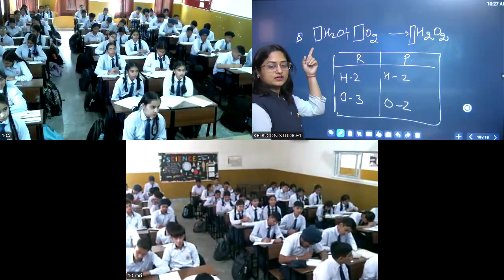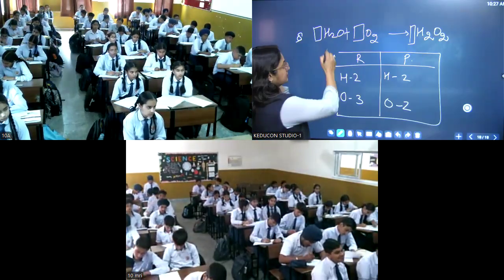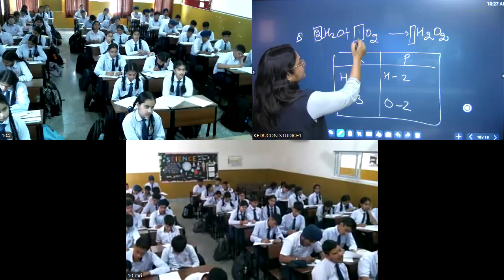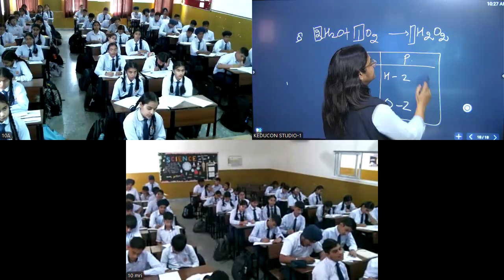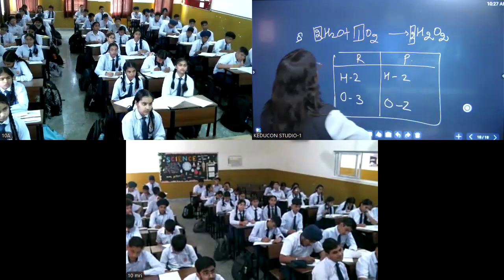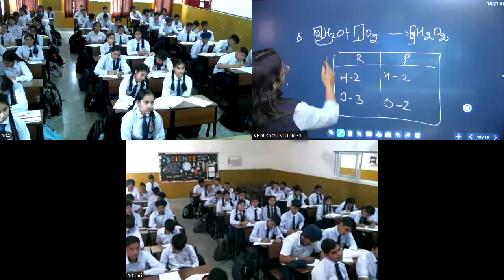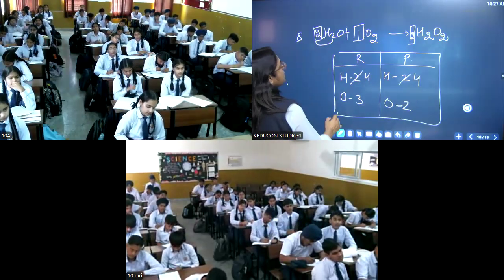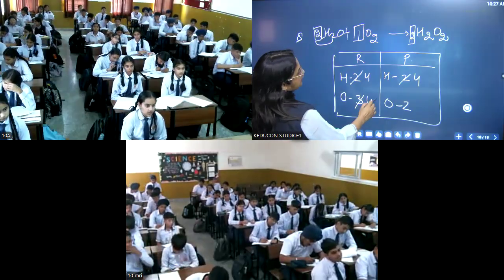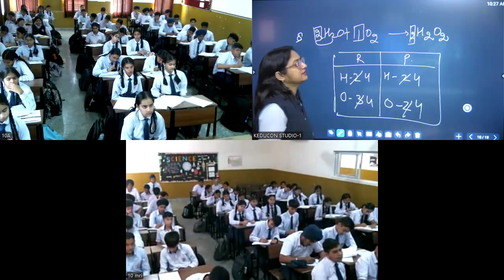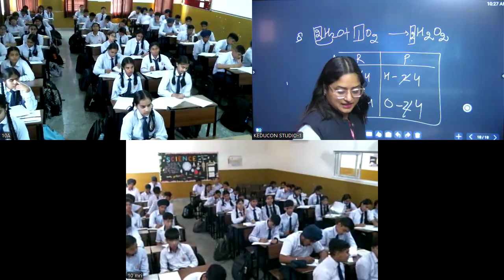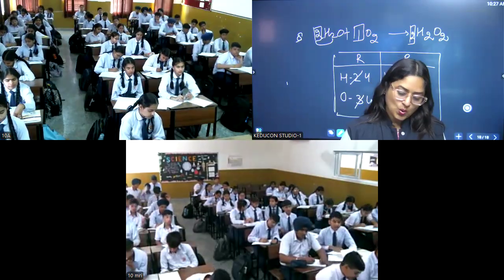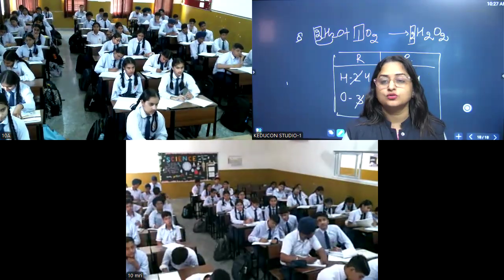Two before water, 2H2O. Before oxygen, 1, before hydrogen peroxide, 2. This makes the number of hydrogen atoms equal on this side, and oxygen atoms the same on this side, and this is done. Any questions from this? No? Would you like to do one more question?